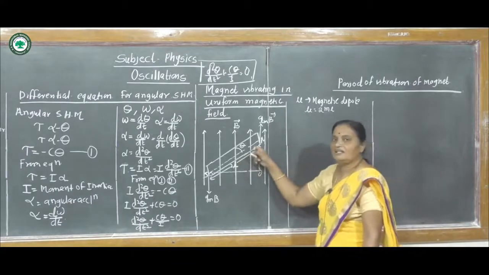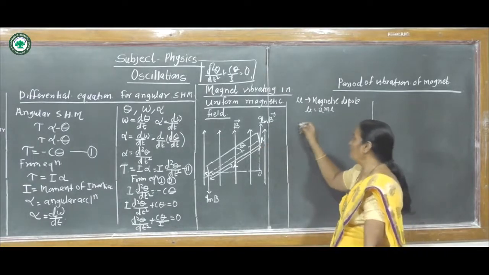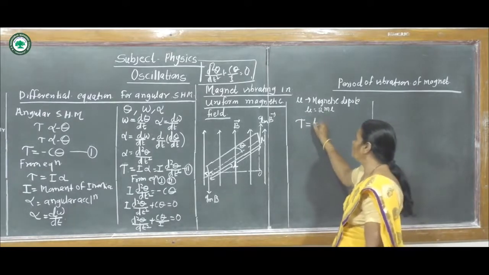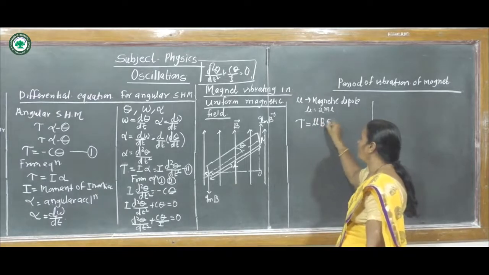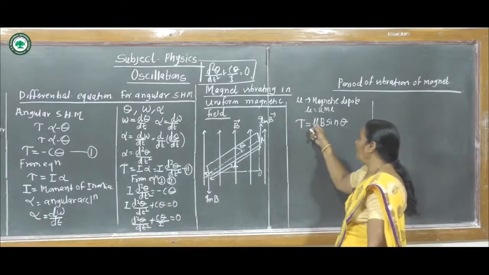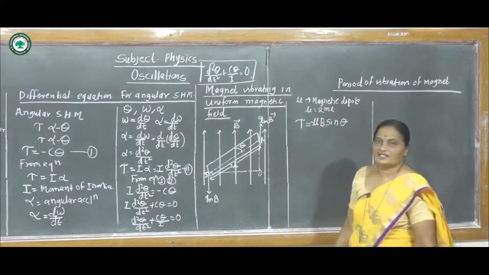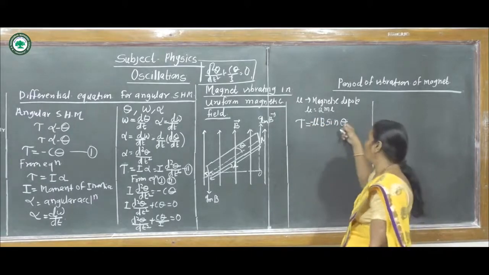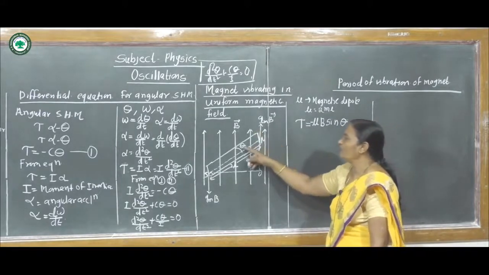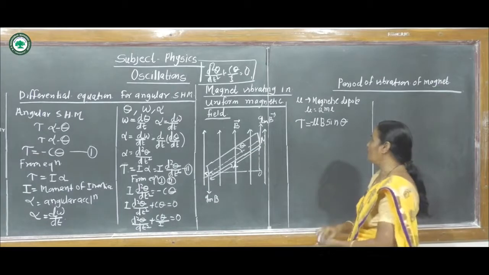When this magnet is in the displaced position, a torque acts on the bar magnet, and the torque is given by tau is equal to mu B sin theta. Now the restoring torque and the angular displacement are in the opposite direction. See, torque is acting here and theta is acting in the opposite direction.